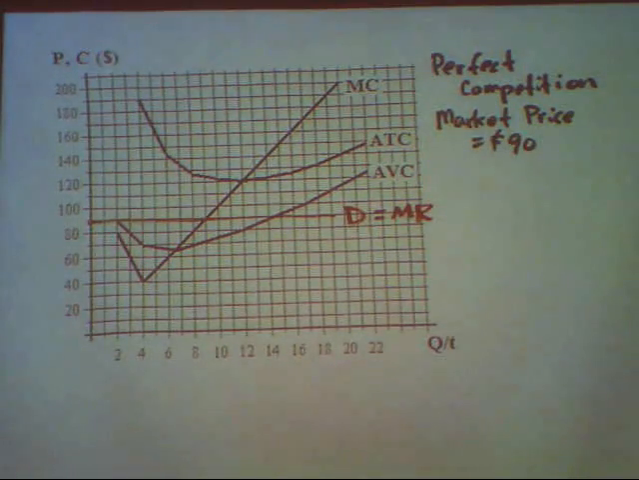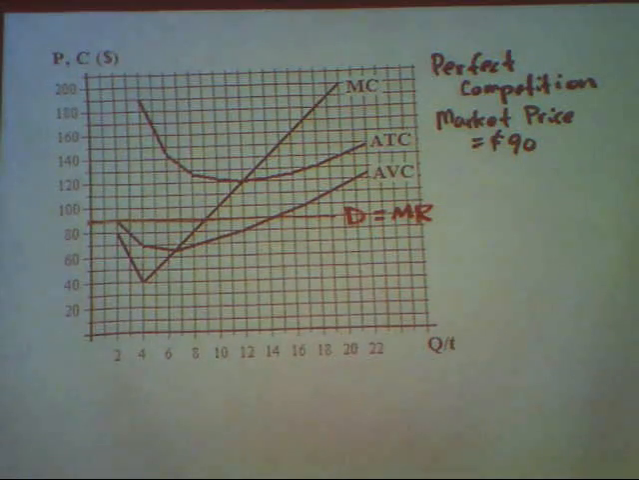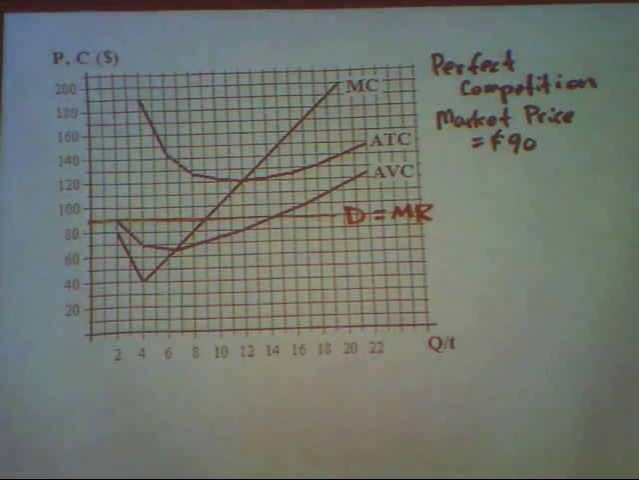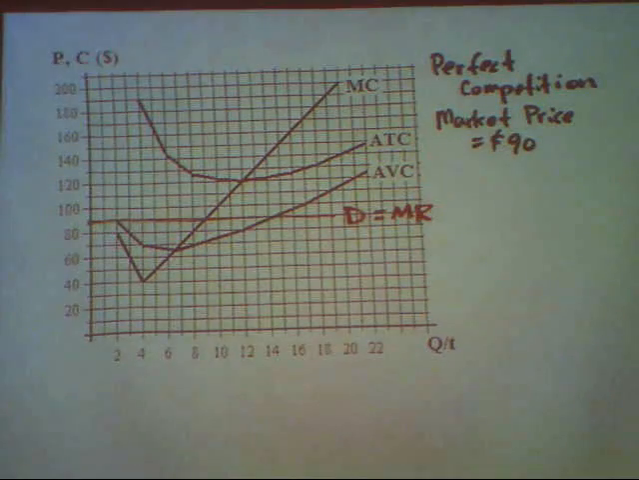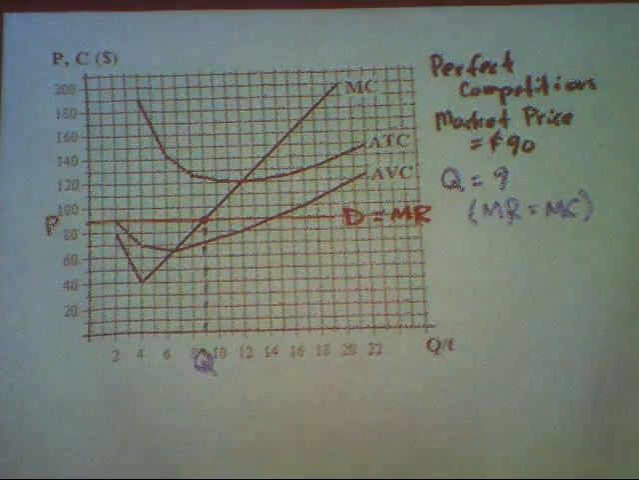Now the question is, what quantity is this firm going to choose to produce? If they want to maximize profits, they have to produce the quantity where the marginal revenue equals the marginal cost. And here's my marginal cost function. So my marginal revenue and marginal cost functions intersect at that point. The quantity corresponding to that point is the profit maximizing or loss minimizing quantity.